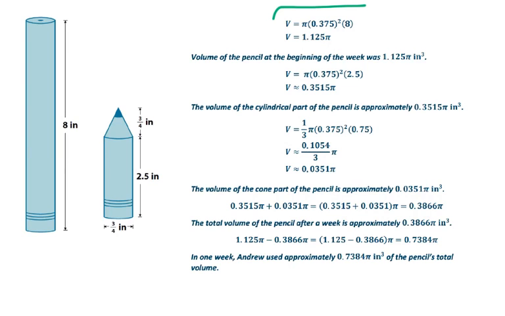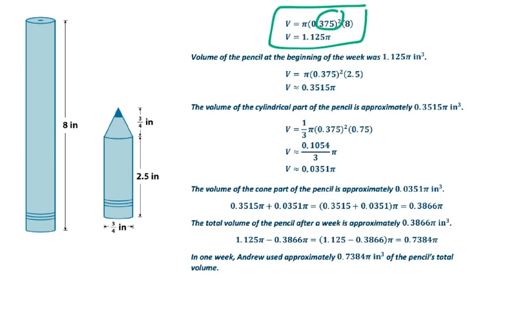So you see that here at the beginning. We have a cylinder, and you have the height of the cylinder, and we know the width of it, the diameter, and then you use it also to find the radius. So the radius is 0.375. We're going to square that, multiply it by the height, and the volume of the pencil at the beginning of the week was 1.125 pi for the volume. And that's in inches cubed.